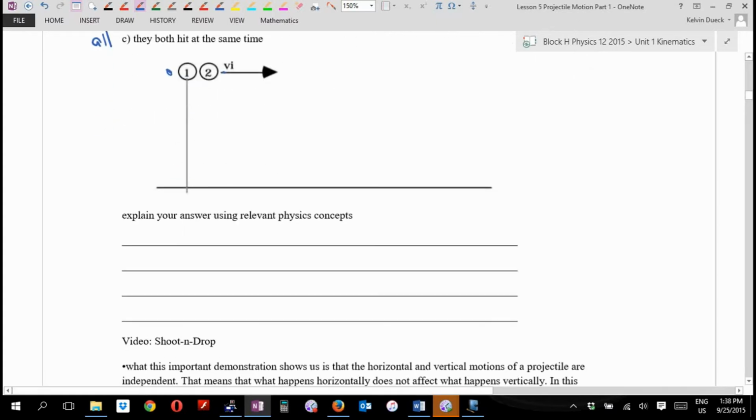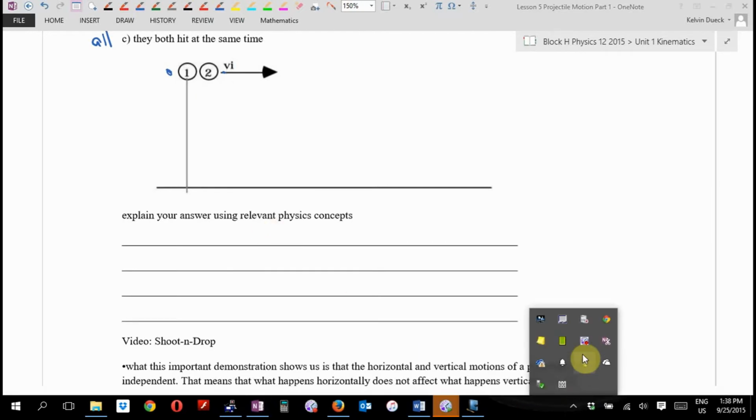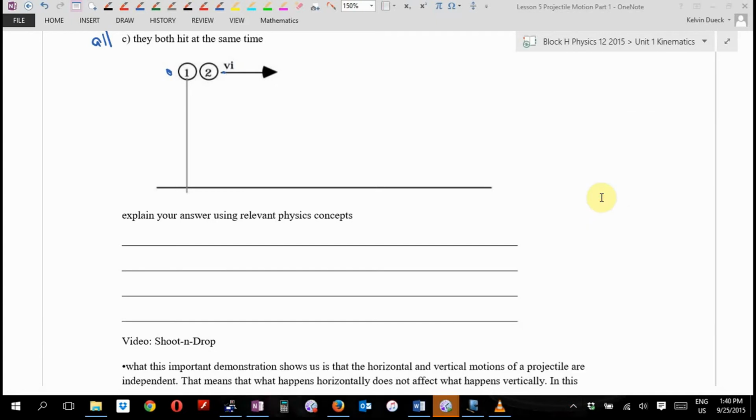It says explain your answer using relevant physics concepts. You know what? I got a video. A picture's worth 1,000 words. Put your pencils down. Explain your answer using relevant physics concepts. I can't give you the best explanation yet, so I'm just going to leave that blank. And then later, at the end of this lesson or the next lesson, you might glance at this and say, oh yeah, I know how to answer this.